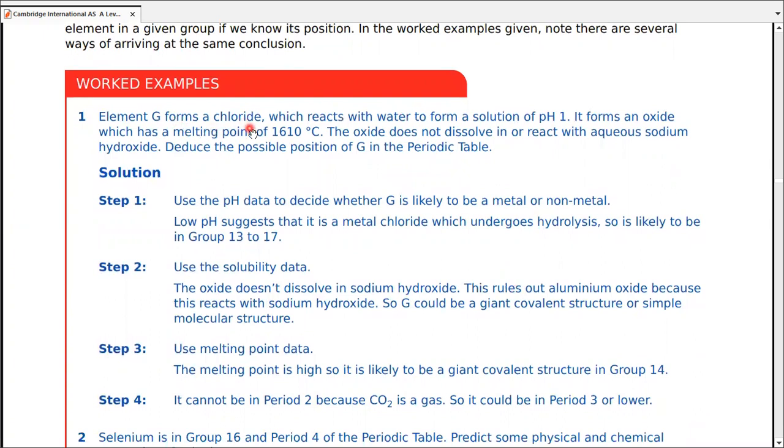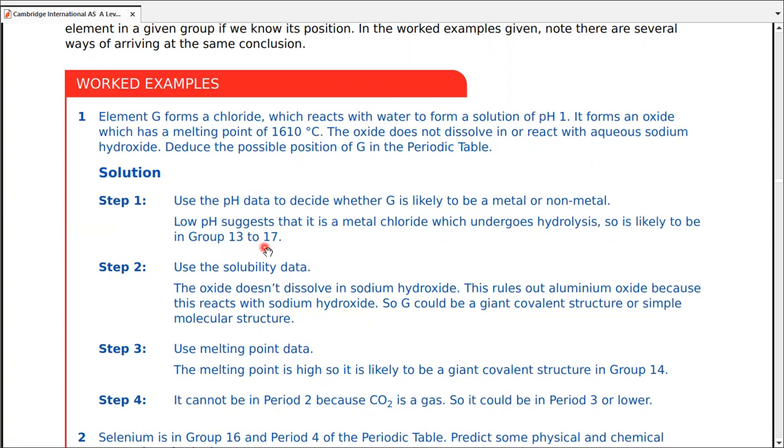So element G forms a chloride, which reacts with water to form a solution of pH 1, must be acidic. It forms an oxide which has a melting point of 1610 degrees centigrade. The oxide does not dissolve in or react with sodium hydroxide solution. Deduce the possible position of G in the periodic table. Let's use the pH data to decide whether G is likely to be a metal or non-metal.